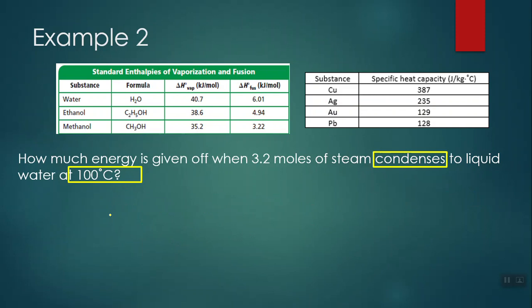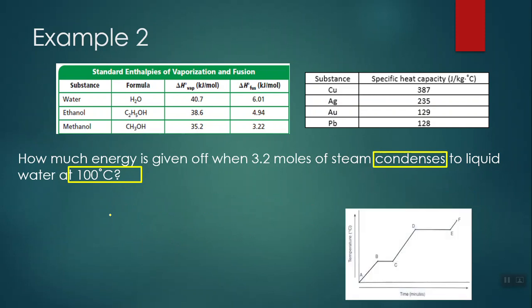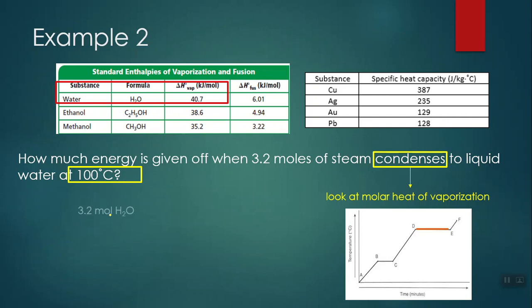Why? If we look at the heating curve, we're looking at which section? We're looking at DE, right? And so what does that tell us? That tells us that we'll be looking at the molar heat of vaporization. And we're looking at the molar heat of vaporization of water, so we're looking at 40.7 kilojoules per mole. Now how do we set this up? Well, we're going to start with what we're given, 3.2 moles of water. 3.2 moles of water, we're going to use the fence, okay?